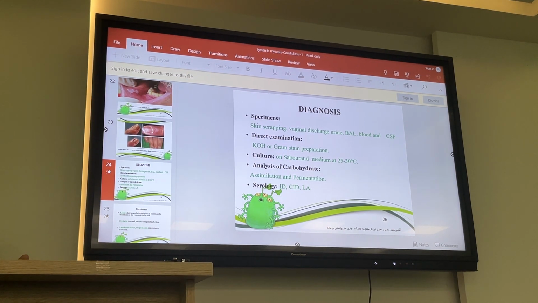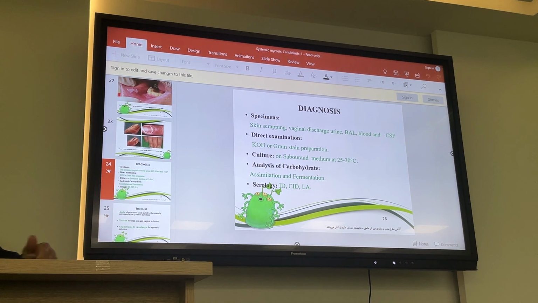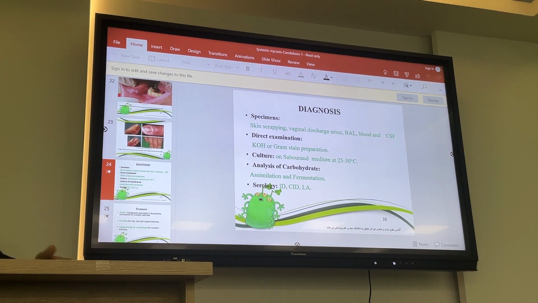Do you know BAL? Ball. It is bronchoalveolar lavage. It is collected with bronchoscopy, reported, and transferred to the laboratory. BAL is very important for mycology in systemic infection because usually you have a patient with a respiratory disorder, respiratory disease. BAL is very important.